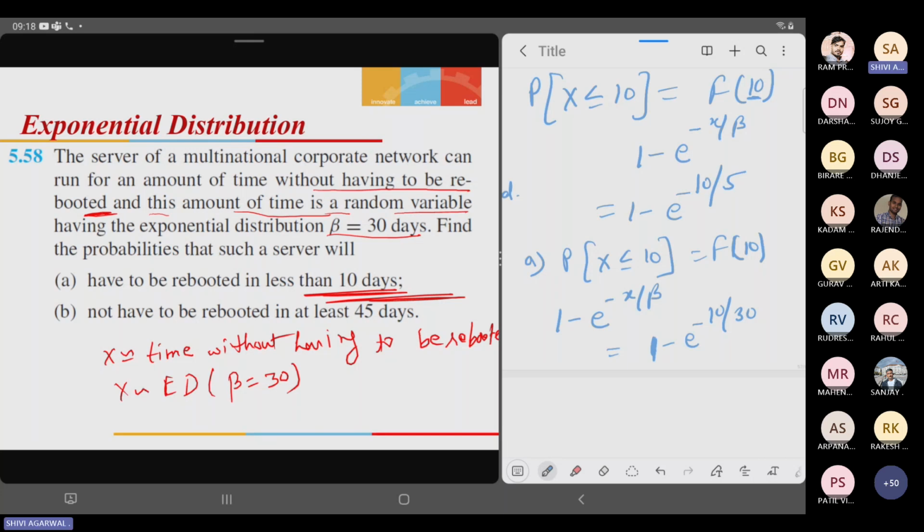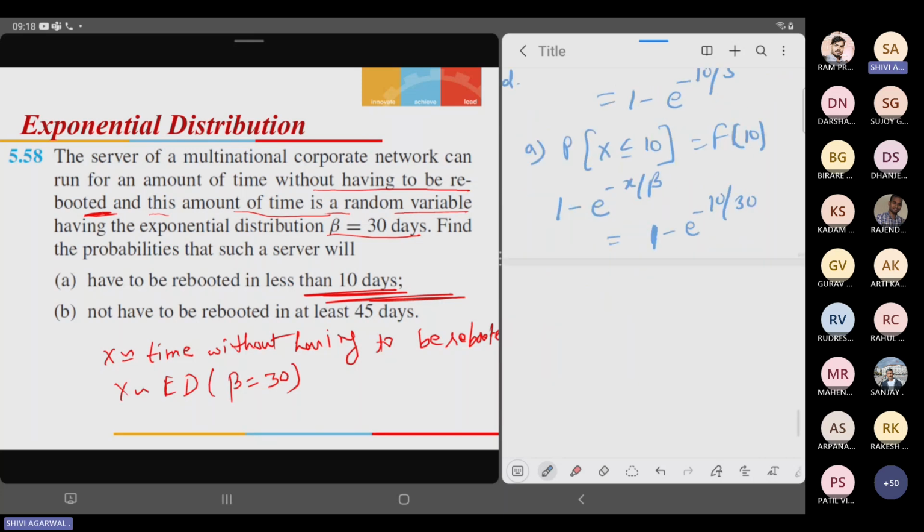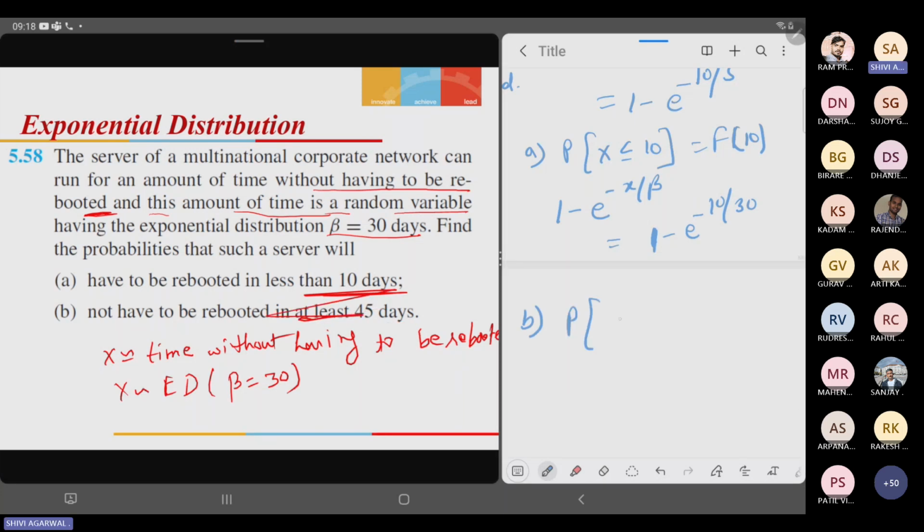Direct f(x) you can use it. There is no need to calculate. Okay. The second part, at least 45 days. So probability when x is greater than 45 days.